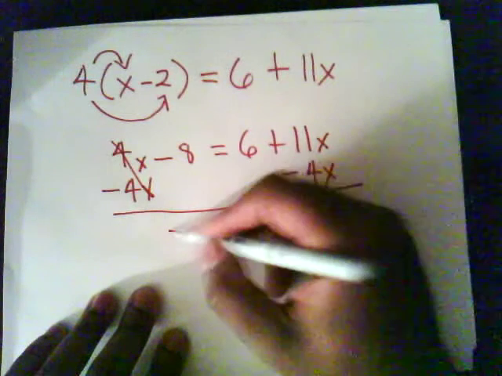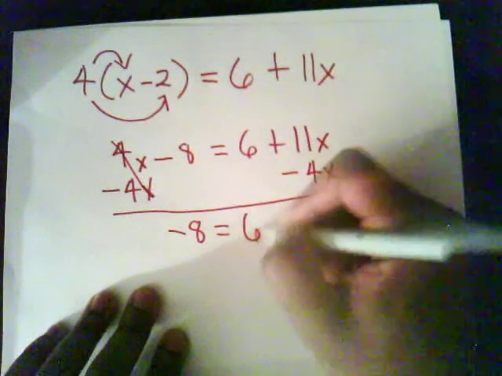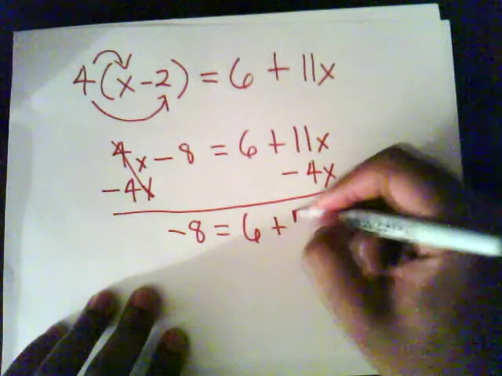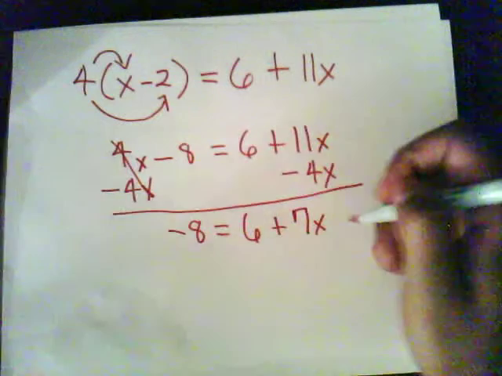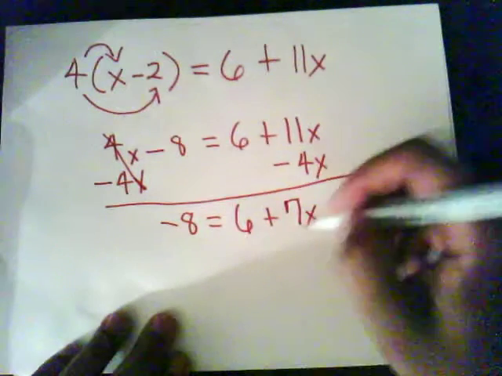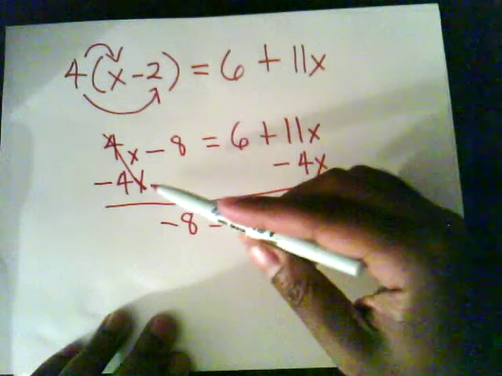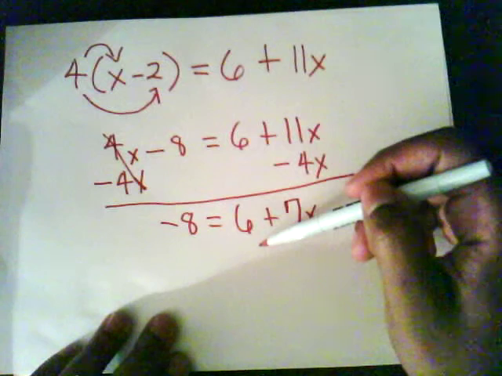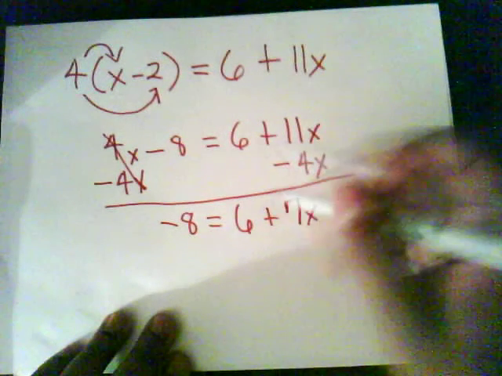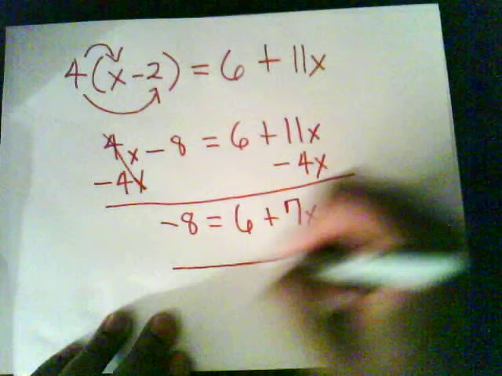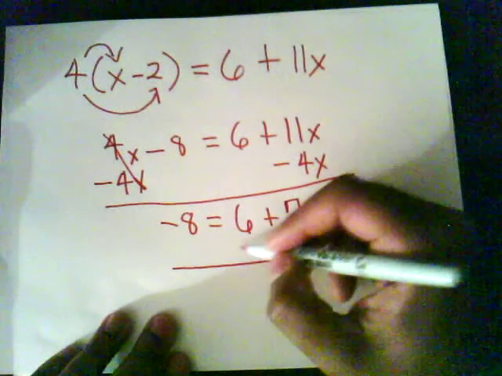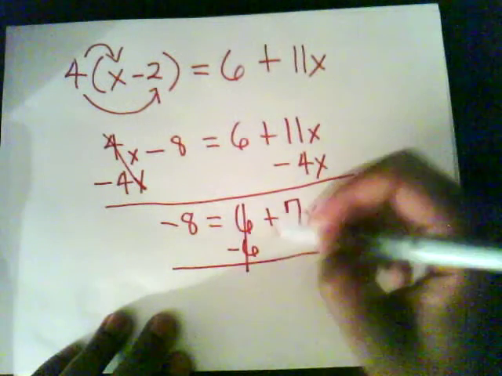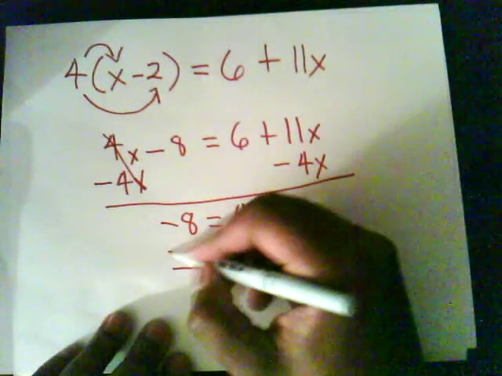So now we have negative 8 equals 6 plus 7x. Now, we already dealt with the term with the variable, and we brought it over here. So now we're going to deal with the term without the variable, which is the 6. To make that equal 0 and to bring it over the equal sign, we have to subtract 6, because 6 minus 6 is in fact 0. Then we come over here and we also subtract 6.